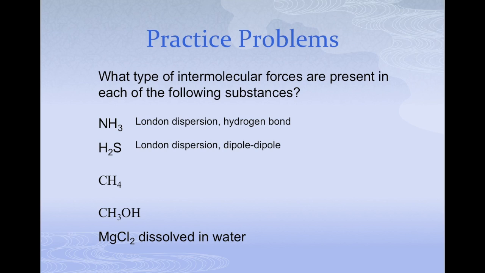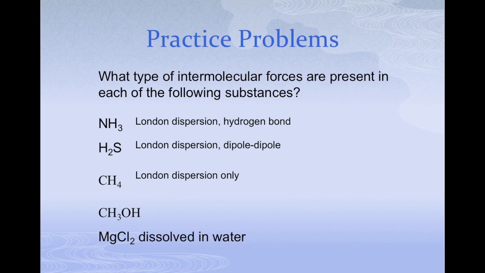CH4, or methane, has a carbon-hydrogen bond, but if we remember, this is a polar bond, but the hydrogens are evenly distributed around the carbon. So this only has a London dispersion force. That's the only force holding it together. So methane is a gas at room temperature because it's got only this weak force holding the molecules together.